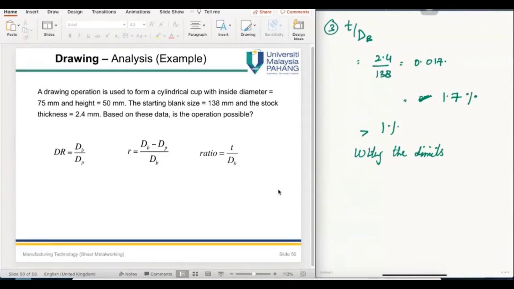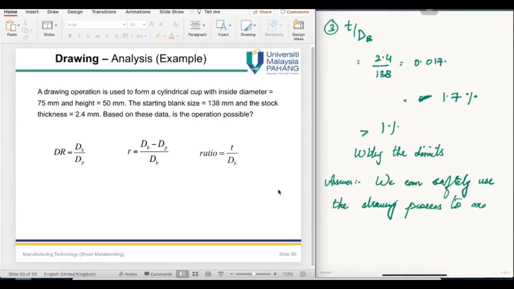So the final answer is we can safely use the drawing process to make the cylinder. So this is your final answer.